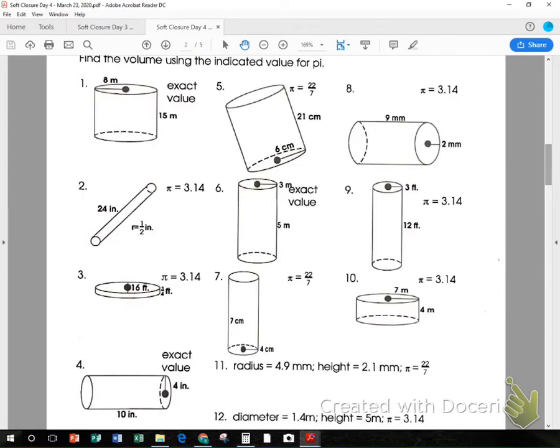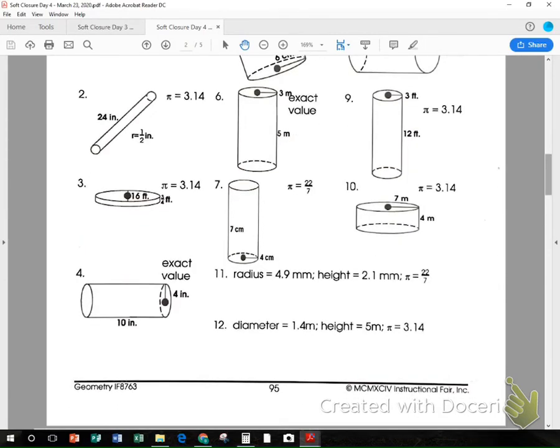But let's do this kind of number 2, this funky-looking skinny one, because it looks different than what we've done so far, okay? So it gives us a little bit of information here. First, it says that the radius of this is 1/2 inch, and the height is 24 inches, and it says use 3.14 for pi. I'm not going to do that. I'm just going to push the pi button on my calculator. Please use Desmos and just put in pi. So it's a cylinder, so the volume I know equals pi times the radius squared times the height.